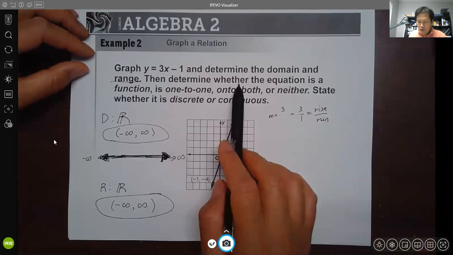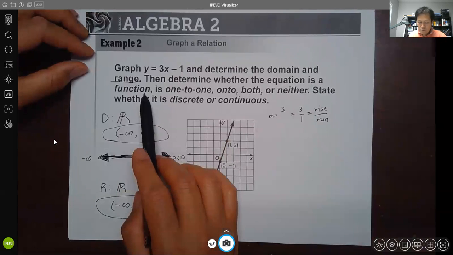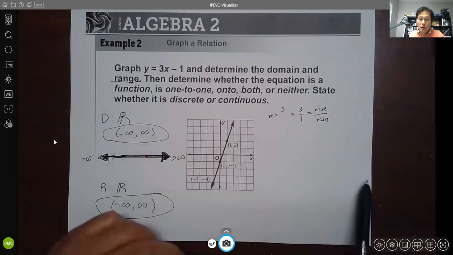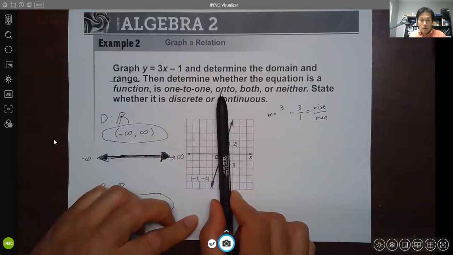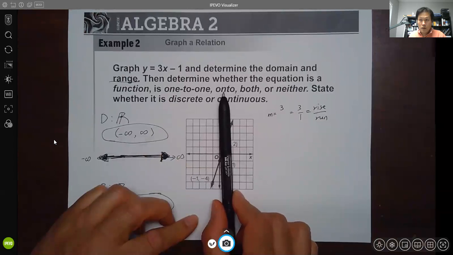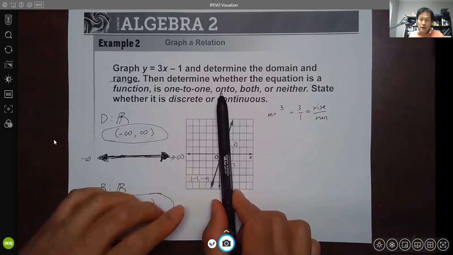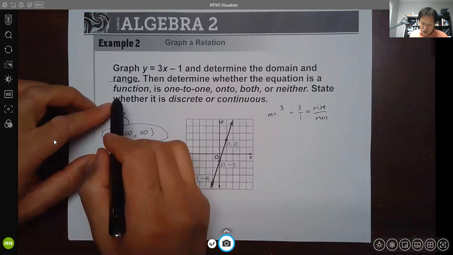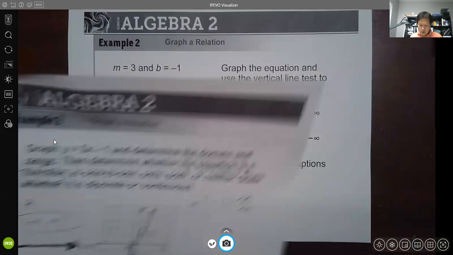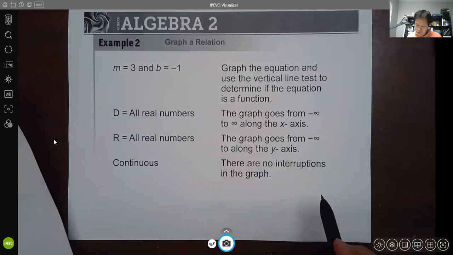Then determine whether the equation is a function. How do you tell? Vertical line test. Does a vertical line anywhere pass the graph more than once? It passes only once, everywhere. Yes, function.